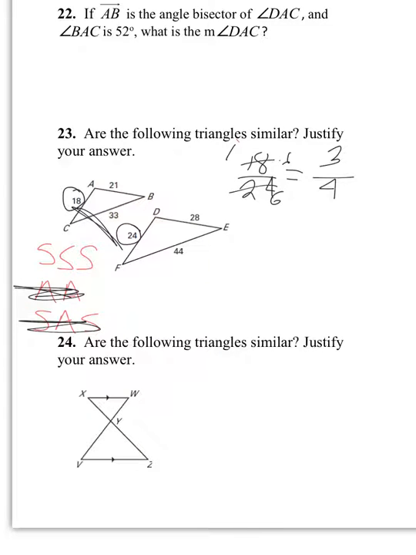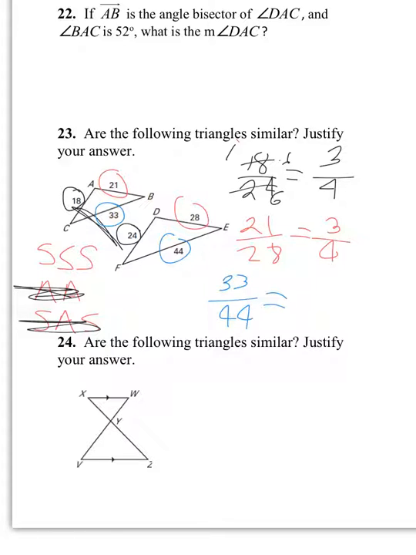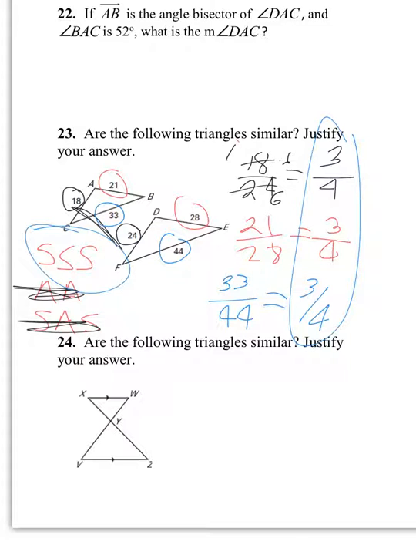Okay? And then you're going to take the middle length, 21, 28. Same thing. That will divide by 7. 3/4. Take the largest two. 33 over 44. Divide by 11. 3/4. These are all the same. That means they're in proportion. The ratios match up every time. So this is in fact similar by SSS.